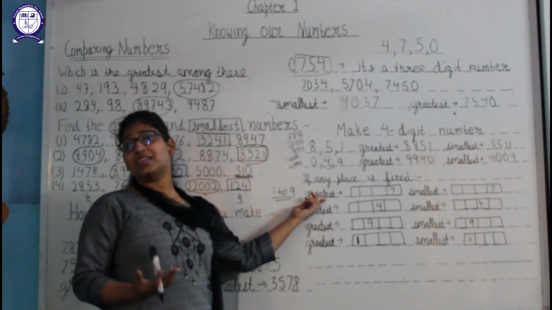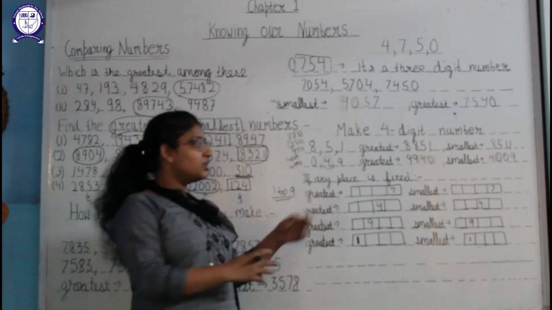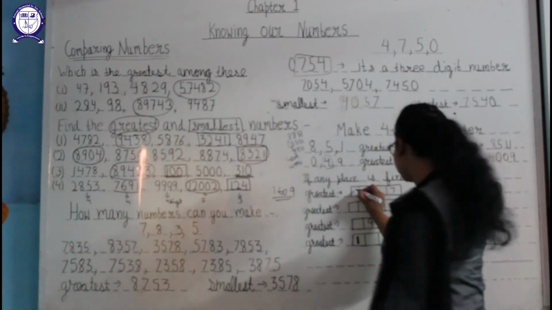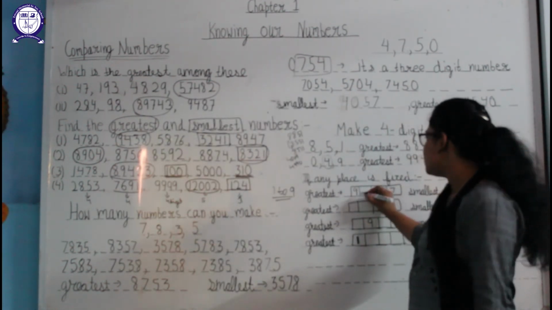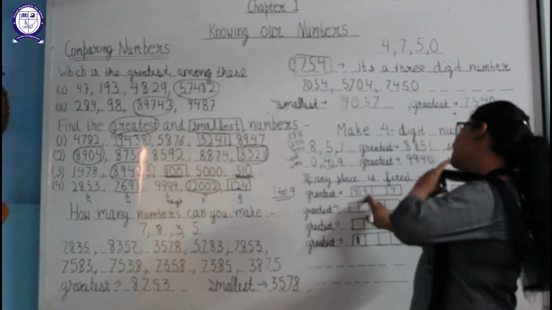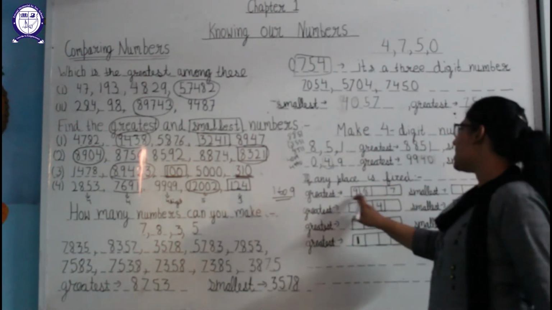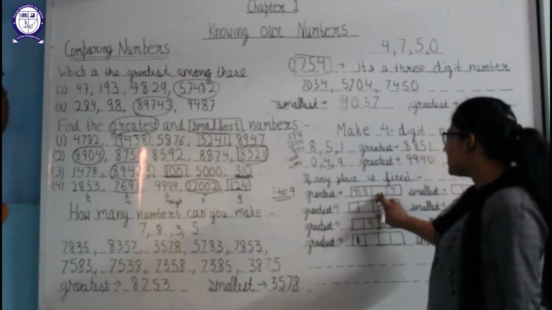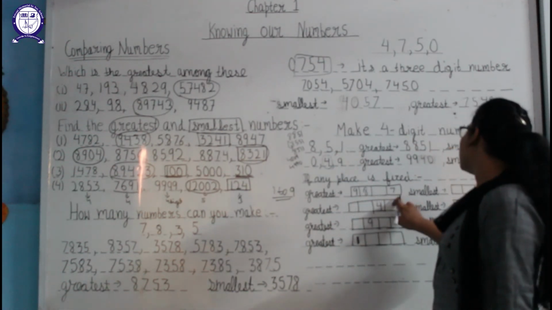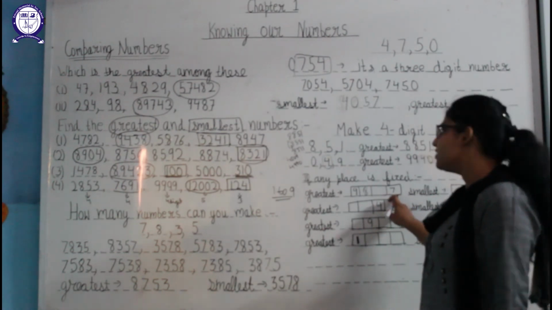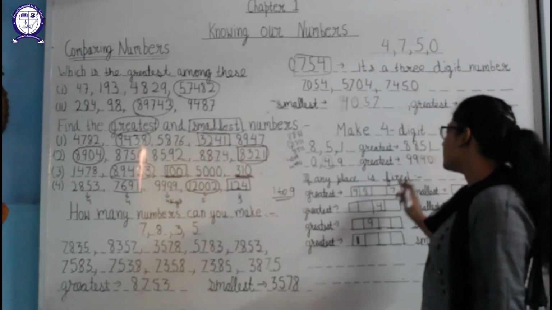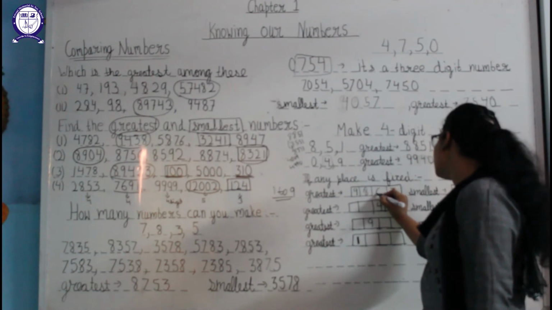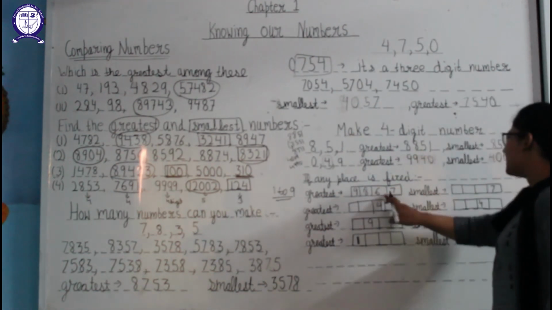We should start with 9, 8, 7 like this. So we will make the number by using 9, 8. We can't use 9 at the second place because we can't use any number twice. So 9, 8, then we should put 7, but 7 is already given at the unit place. So after 7, what is the next smaller number? 6. So we will use 6 at the tens place.